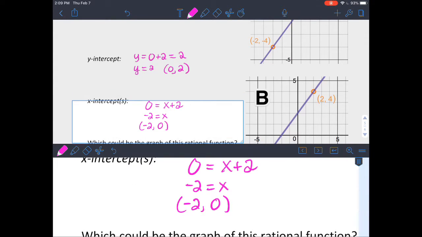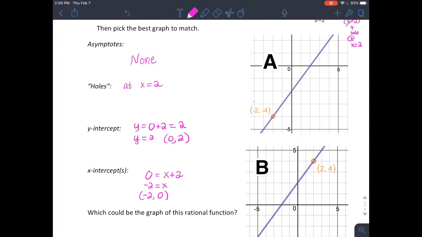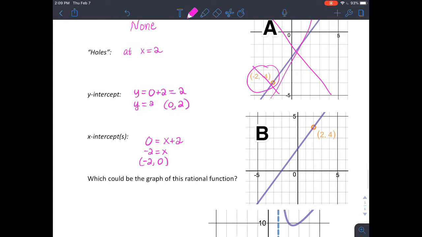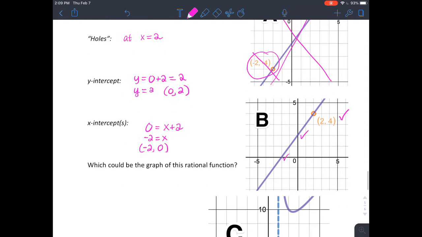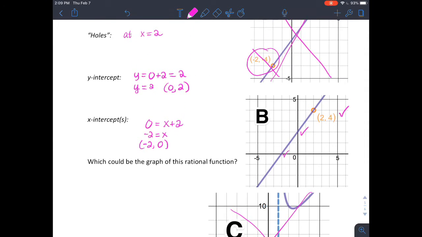So if I look at my options here, first off, graph A has its hole in the wrong spot, so it's not graph A. Graph B, hole at 2, y-intercept of 2, x-intercept of -2, that looks right. Let's check C. Oh, it's got a vertical asymptote, so that's a no. Graph B it is.